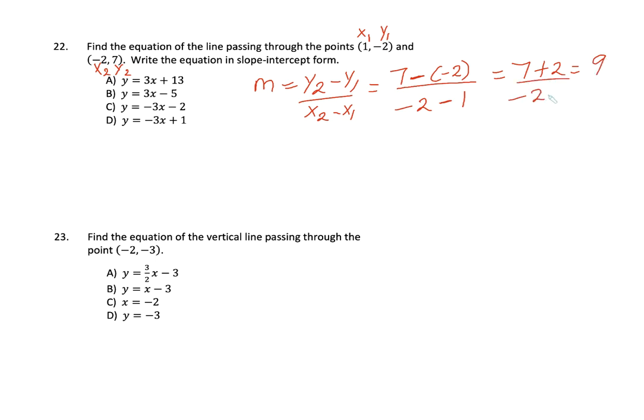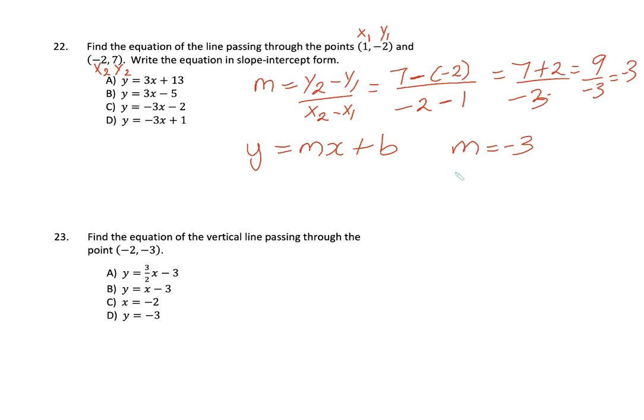And then -2 take away 1 is -3. And 9 divided by -3 is -3. So we found out our slope. So I'm going to write the slope-intercept equation, which is y equals mx plus b. Now I know that my slope is -3, and then I'm going to choose a point.